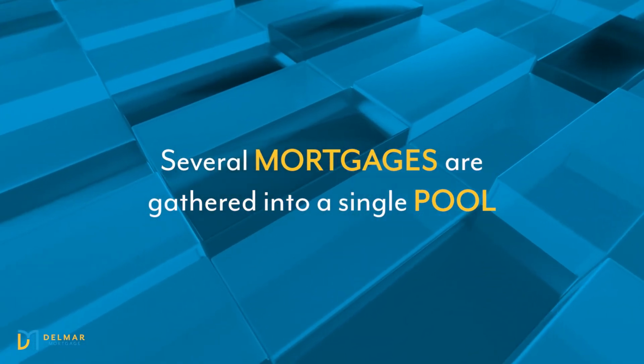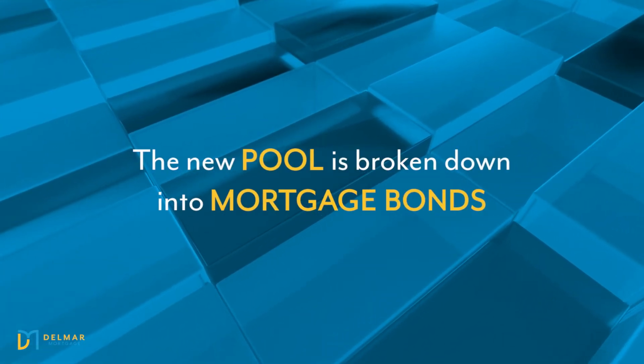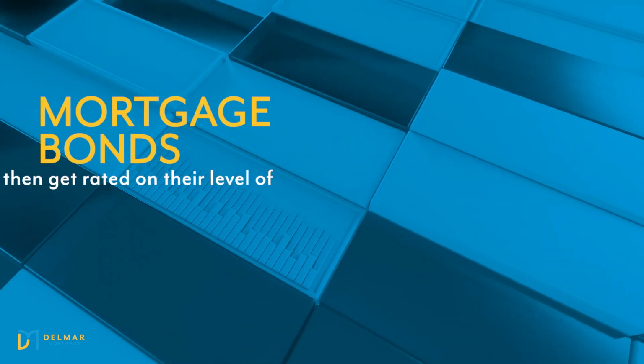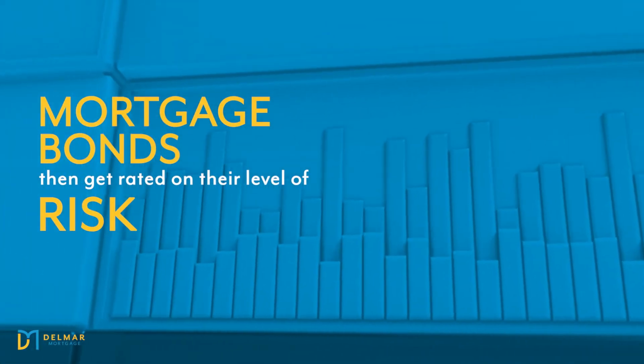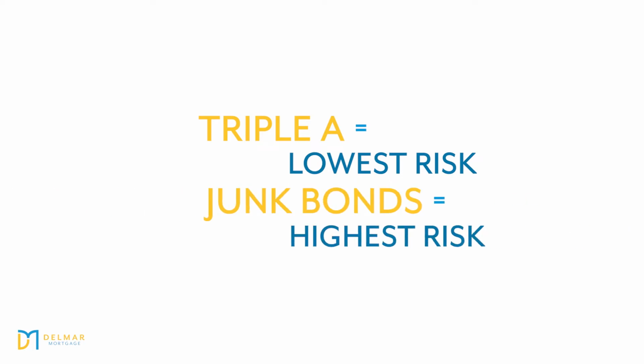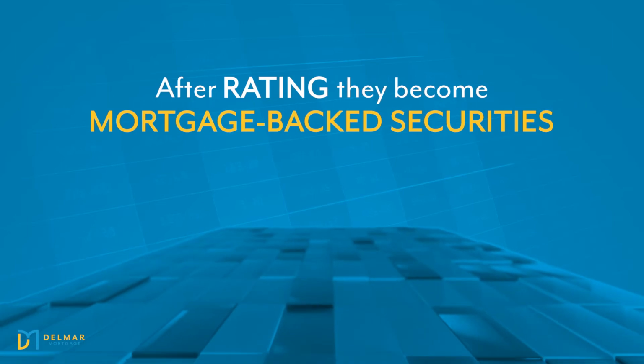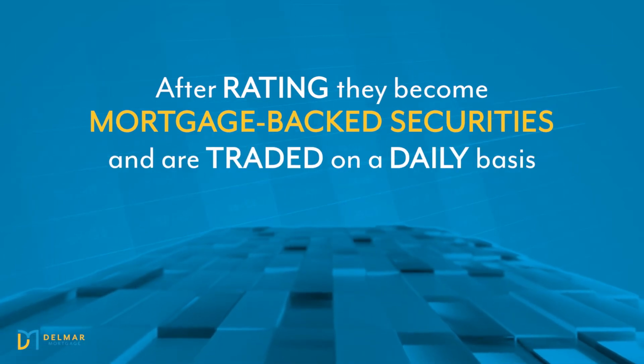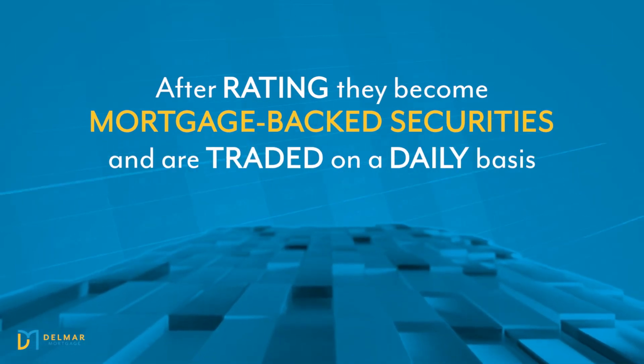Securitization is when several mortgages are gathered and bunched together into a single pool of mortgage loans. The new pool of loans is then broken down into mortgage bonds. Each of them is then categorized at its own risk level. A AAA rating is the lowest risk, while unrated or junk bonds are the highest risk. After being rated, they become known as mortgage-backed securities. These mortgage-backed securities are traded on a daily basis, making them somewhat volatile.